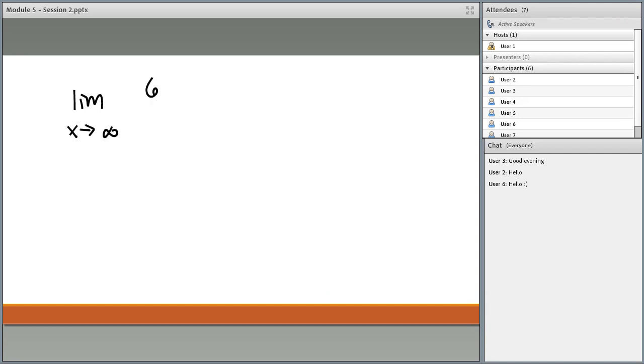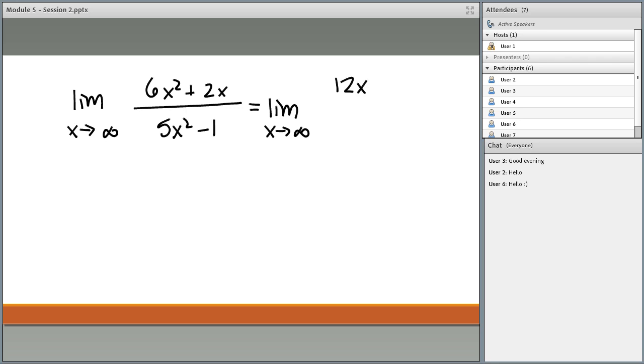So our original question was the limit as x approaches infinity of 6x squared plus 2x over 5x squared minus 1. So applying L'Hopital's rule, because we know we get infinity over infinity, we can take the derivative of the numerator. When we do that, we get 12x plus 2. Take the 2 to the front, subtract 1 from the exponent. And when I take the derivative of 2x, I just get 2 over 10x. And the minus 1 goes to 0.